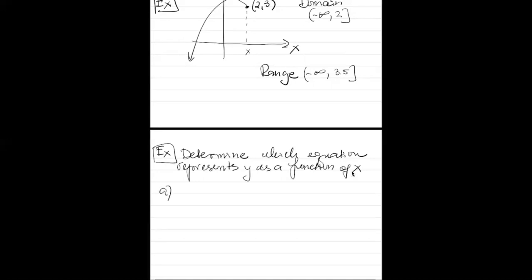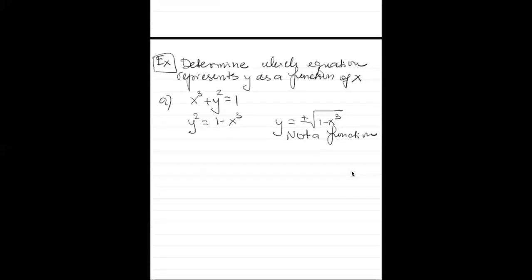A, x to the third plus y squared equals 1. We don't have to graph it. What we need to do is solve for y. So y squared is 1 minus x to the third. And y is equal to, if I square root both sides, I need to do plus minus. And I have two equations for y. So for each x, you're going to get two different values. So we say not a function, because each x will produce two different y's.